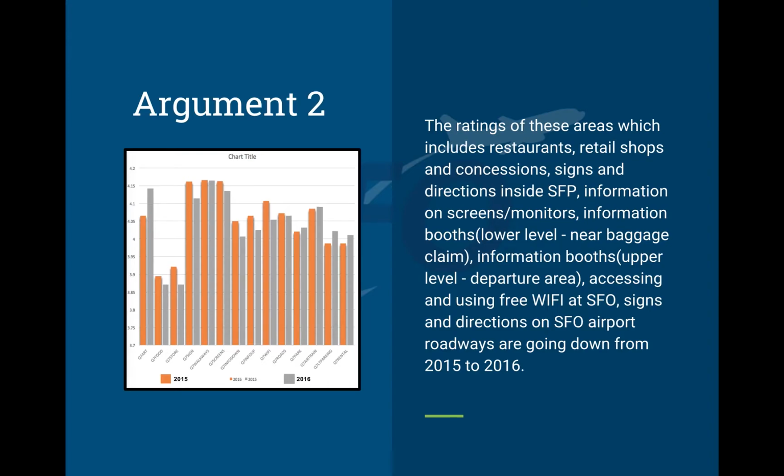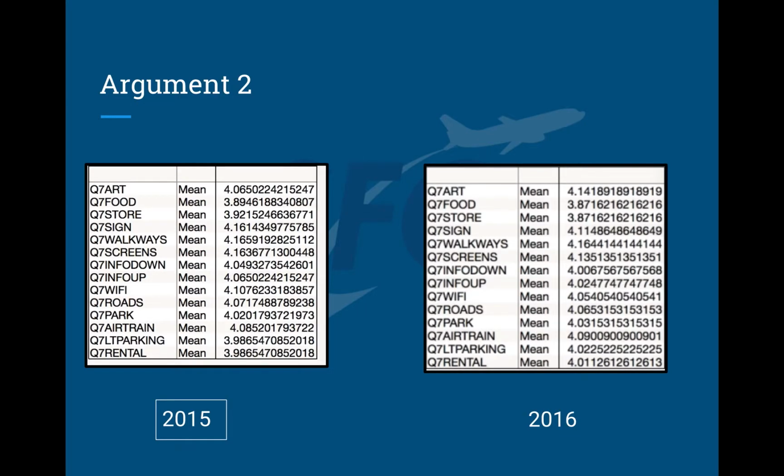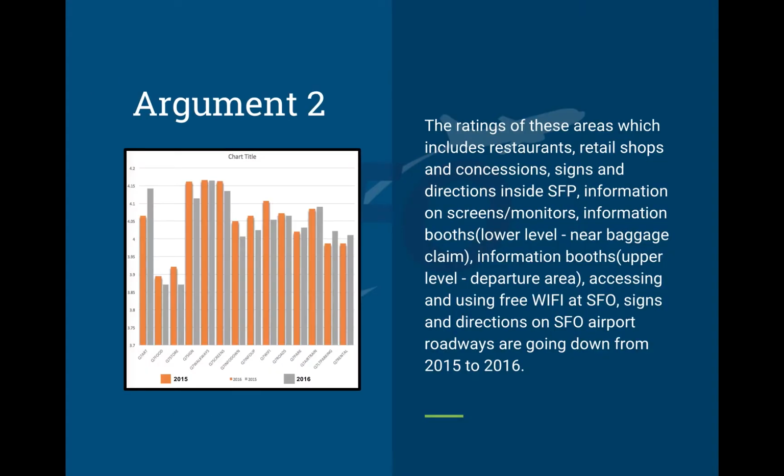And for the second argument, we want to know which areas' ratings are going down through these two years. So we use the same technique and the same information from 2015 and 2016 to build this chart. We use the tabulate to get the average ratings of these areas through these years. After that, we put this information into the chart. We use the graph builder to make this histogram.